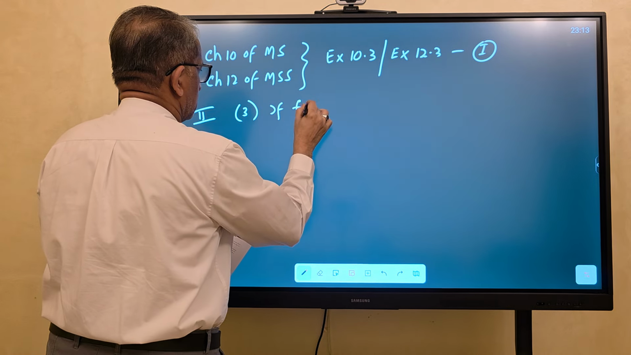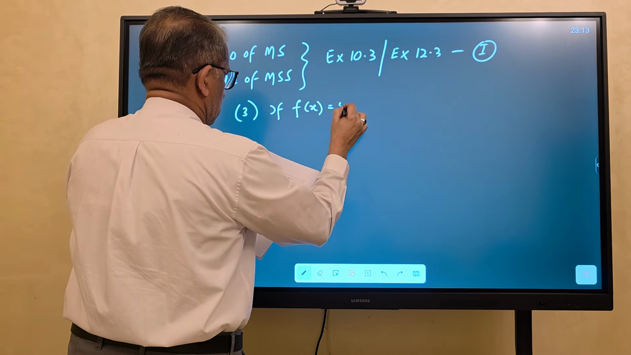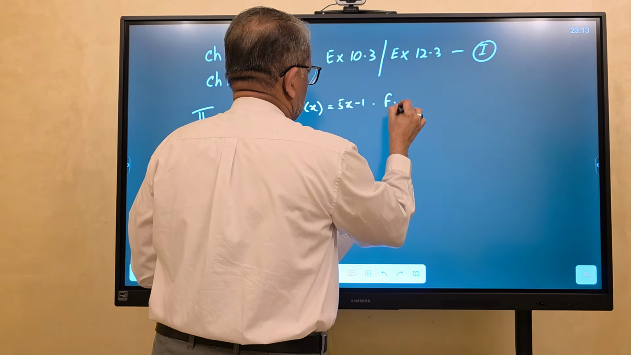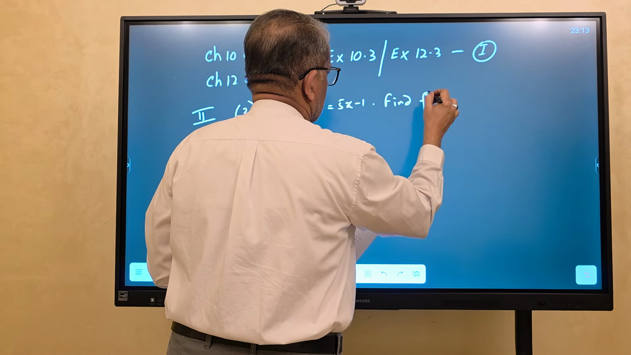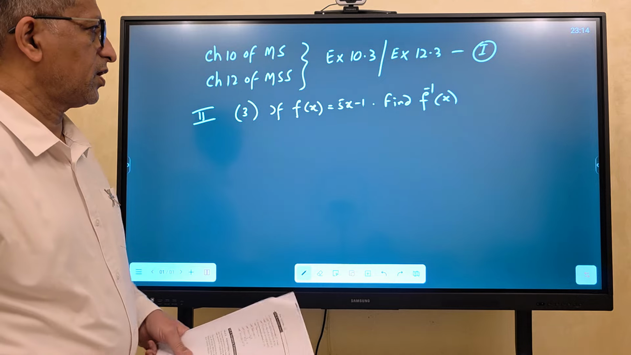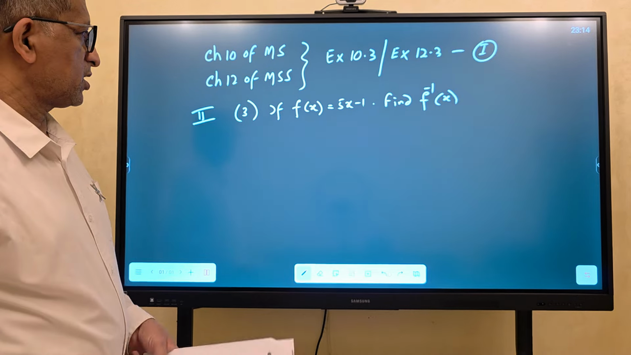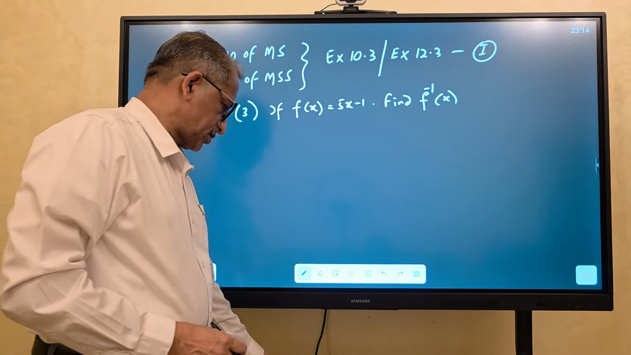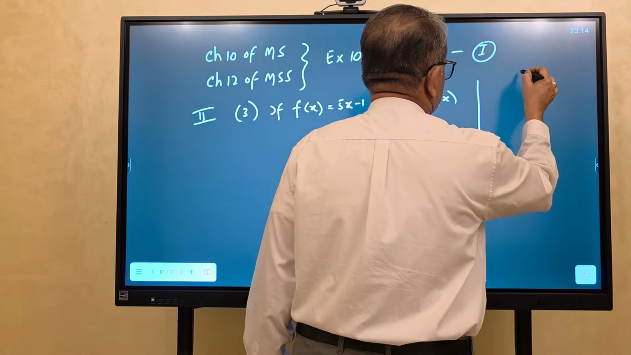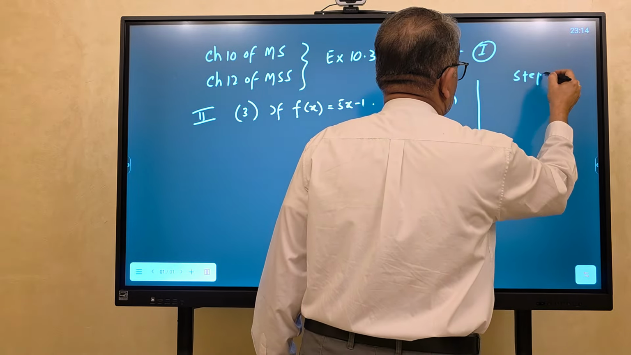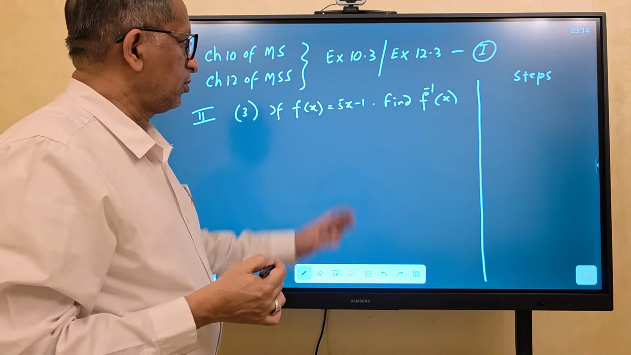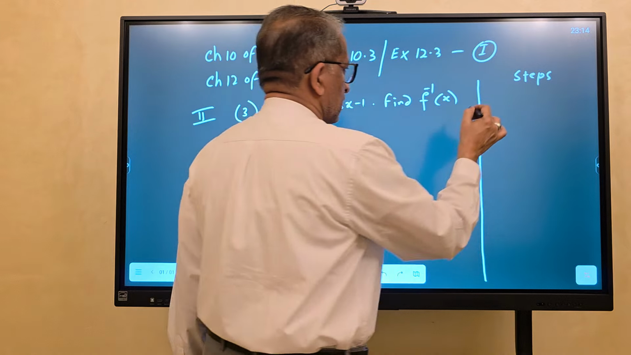If f(x) is equal to 5x minus 1, find f inverse x. This is what we are finding. That is, we are asked to find the inverse. So remember the steps. These are the steps to be followed to find the inverse.